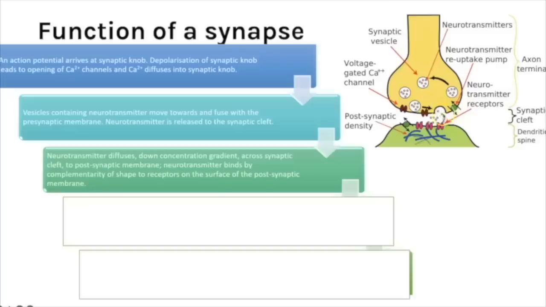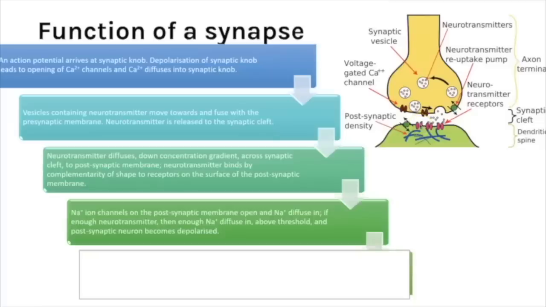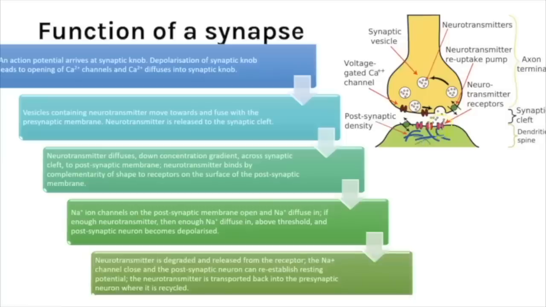Because we have a high concentration of the neurotransmitter where they've just been released, they'll then diffuse across to the postsynaptic membrane. And on the postsynaptic membrane, there are receptors, complementary in shape, for those neurotransmitters to bind to. When those neurotransmitters bind to the receptors, it causes the sodium ion channels on the postsynaptic membrane to open. Therefore, sodium ions will diffuse in, and if enough sodium ions diffuse in to exceed that minus 55 millivolt threshold, then the action potential is generated. So that will then cause that action potential to be generated in the postsynaptic membrane, and then it can continue along the axon of the next neuron.